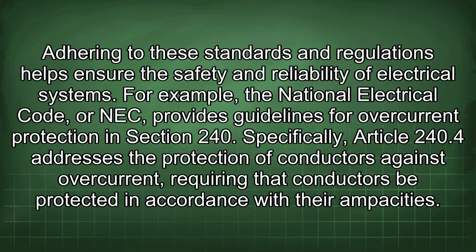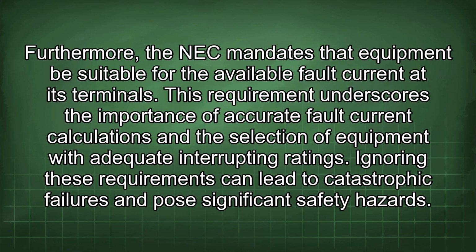For example, the National Electrical Code, or NEC, provides guidelines for overcurrent protection in Section 240. Specifically, Article 240.4 addresses the protection of conductors against overcurrent, requiring that conductors be protected in accordance with their ampacities. Furthermore, the NEC mandates that equipment be suitable for the available fault current, that is, terminals. This requirement underscores the importance of accurate fault current calculations in the selection of equipment with adequate interrupting ratings. Ignoring these requirements can lead to catastrophic failures and pose significant safety hazards.